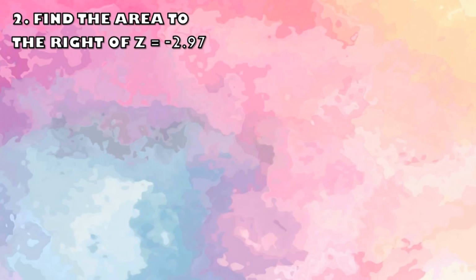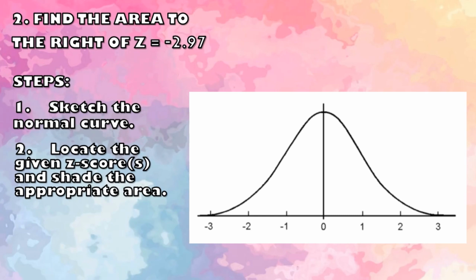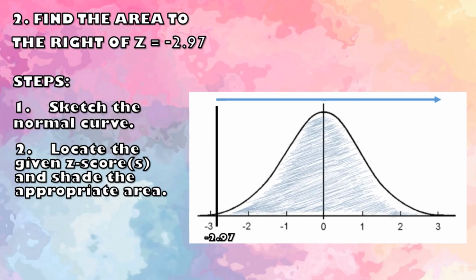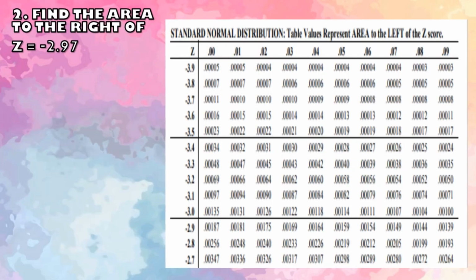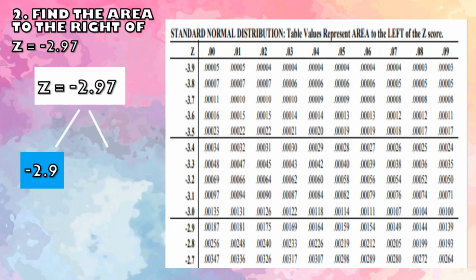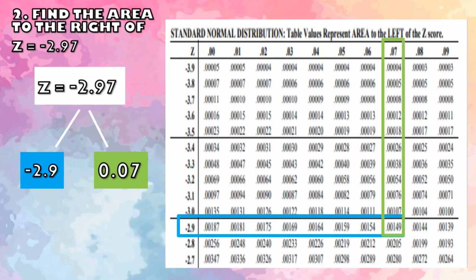Let's have the second example. Find the area to the right of z equal to negative 2.97. Again, our first step is to sketch the normal curve. Second, locate the given z-score and shade the appropriate area. Third, use the z-table to determine the area under the normal curve. Let's have the z-table again. First, split the given value into two parts. One part is the ones and tenths together and the other is the hundredths. Then, the intersection of these numbers will be the area of the normal curve to the left of the z value.